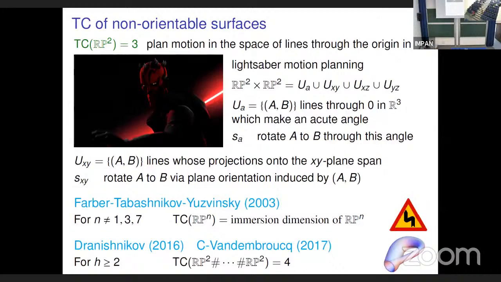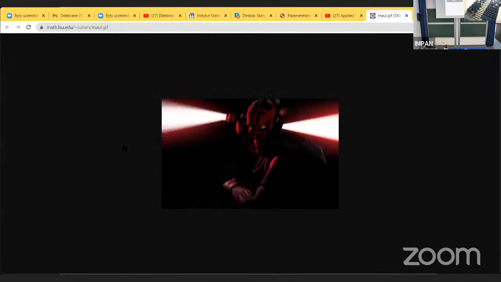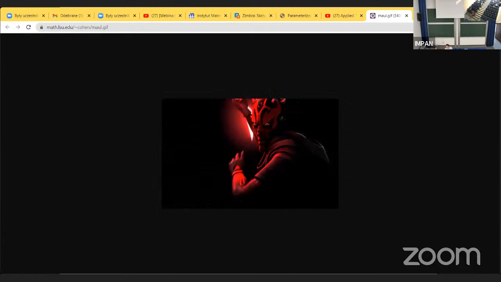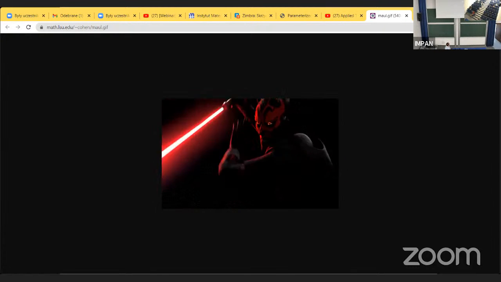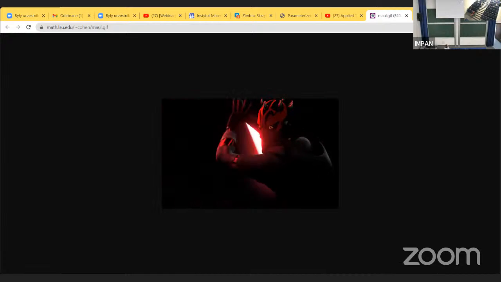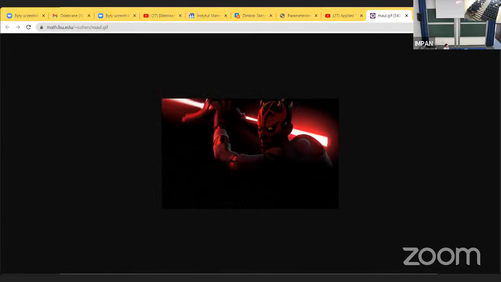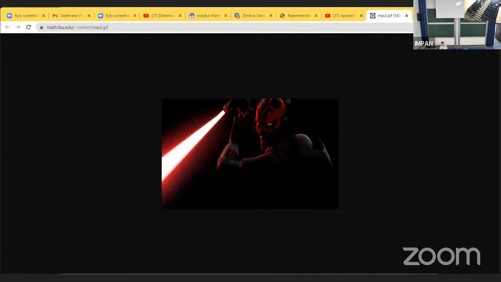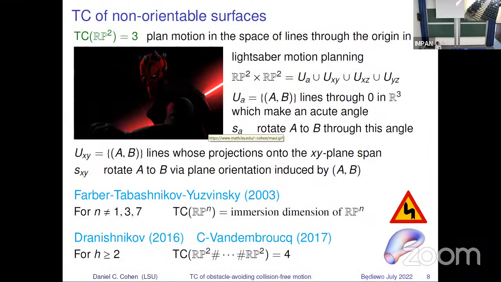Let's try. So you're going to see that this villain is very adept at motion planning. There he is. Okay, thank you very much. Right. So what he intrinsically knows is it takes, I believe, 4 open sets to figure out how to completely motion plan in the space of lines through the origin. In other words, the topological complexity of the projective plane is 3. And I gave you a little roadmap to figure out these open sets, which the villain already knows somehow.